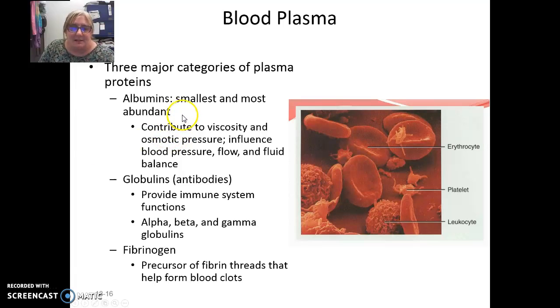Albumins are some of the smallest proteins, but they are very abundant, and they're important because they contribute very greatly to the colloid osmotic pressure in our blood, which we're going to talk about in a few minutes. Globulins, these are your antibodies, which are produced by your B lymphocytes. And then fibrinogens, these are the precursors to the fibrin threads that form blood clots.